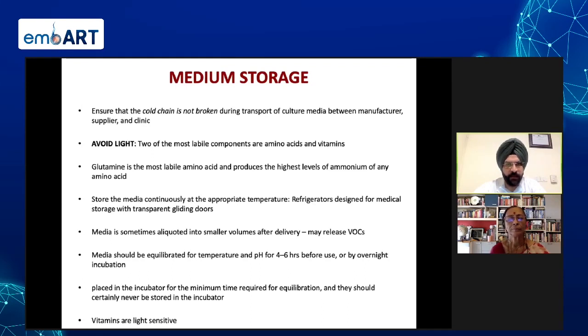Store the media continuously at the appropriate temperature. Refrigerators designed for medical storage with transparent sliding doors should be preferred over normal kitchen refrigerators. Media is sometimes allocated into very small volumes after delivery. This should be avoided as it releases VOCs. Media should be incubated for temperature and pH 4 to 6 hours before use, or preferably by overnight incubation. It should be placed in the incubator for the minimum time required for equilibration, and certainly should never be stored in the incubator.